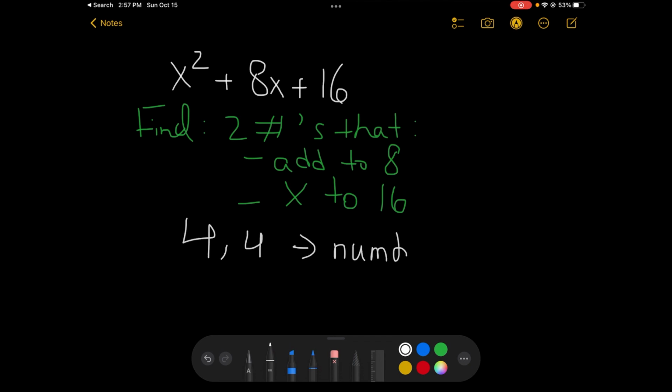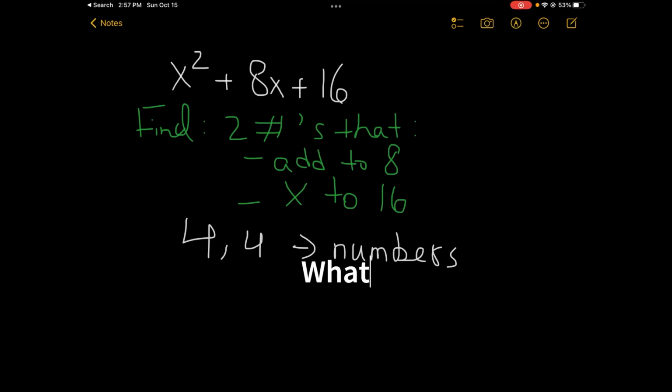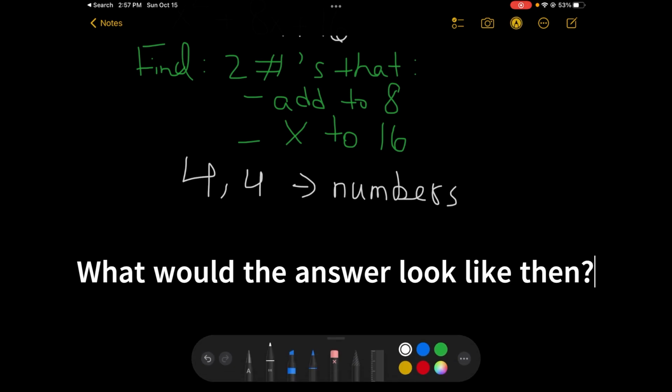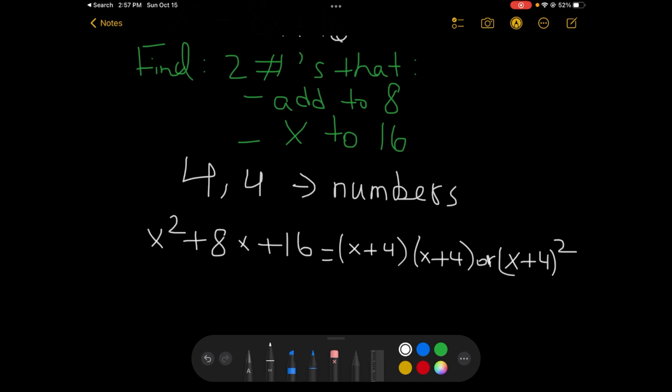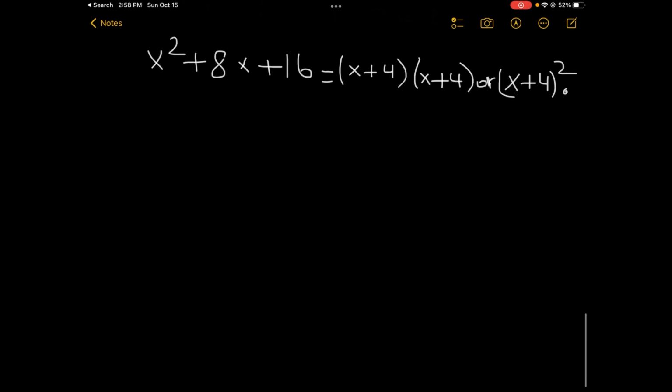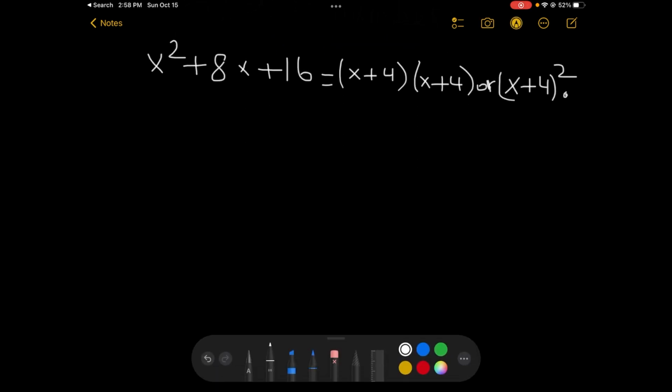And it's perfectly okay to have duplicates like this, right? This just means you have one solution that appears twice. So when we write it in factored form, x squared plus 8x plus 16 is equal to x plus 4 times x plus 4, or x plus 4 whole squared. And if you multiply the factored binomial on the right out, you will get that it equals x squared plus 8x plus 16.